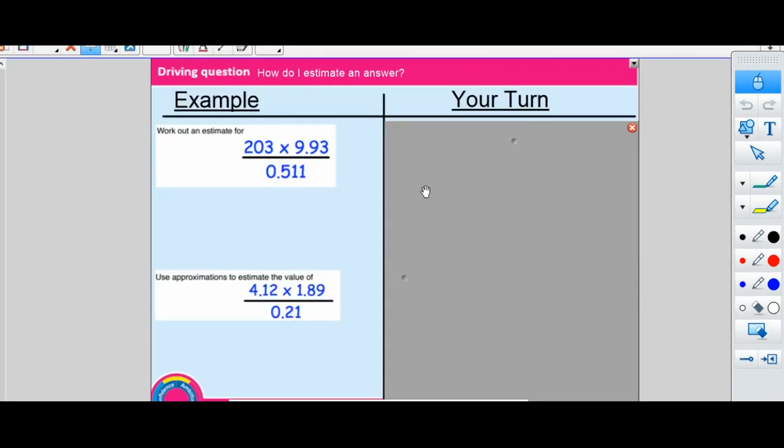Okay, let's have a go at these examples then. So the first thing we're going to do is round to one significant figure. So 203 rounded to one significant figure is 200, multiplied by 9.93 rounded to one significant figure is 10. This is the number we're rounding. The decider is a 9, so this 9 here goes up to 10, all over 0.5.